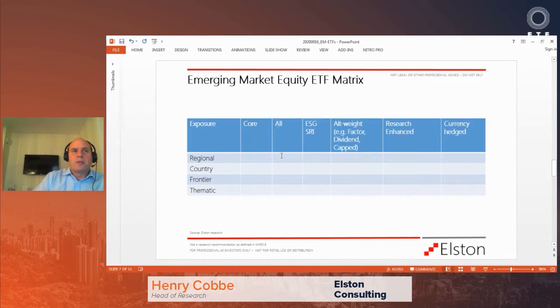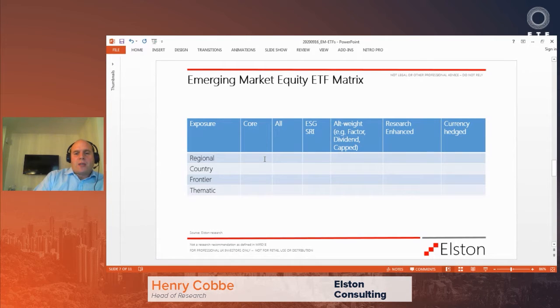It doesn't cover every single emerging market stock, but it just has the most liquid and investable ones, which reduces the cost of running the index and therefore the fund. And then you also have the all stock indices, which cover absolutely everything, where as a result the cost of running that index and fund is higher, the TER is typically higher. And if you think about it, the bulk of the assets are in this top left-hand corner, if you like, of regional, country, core, traditional exposure.